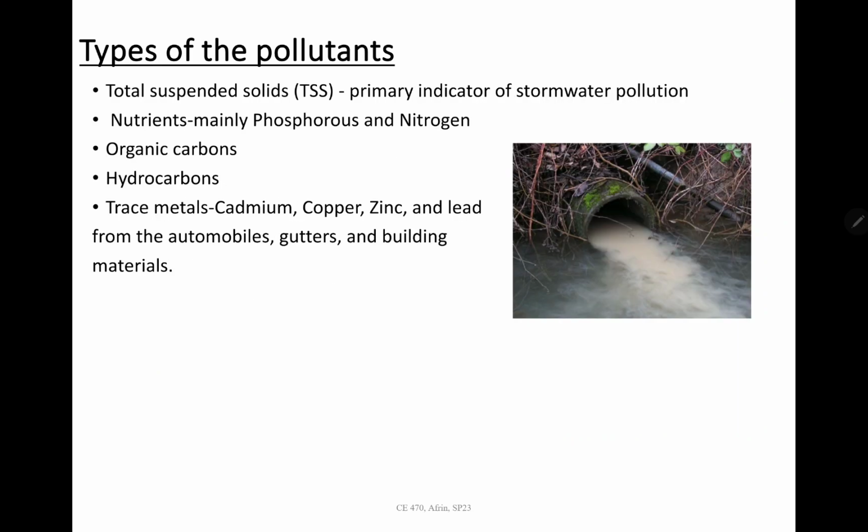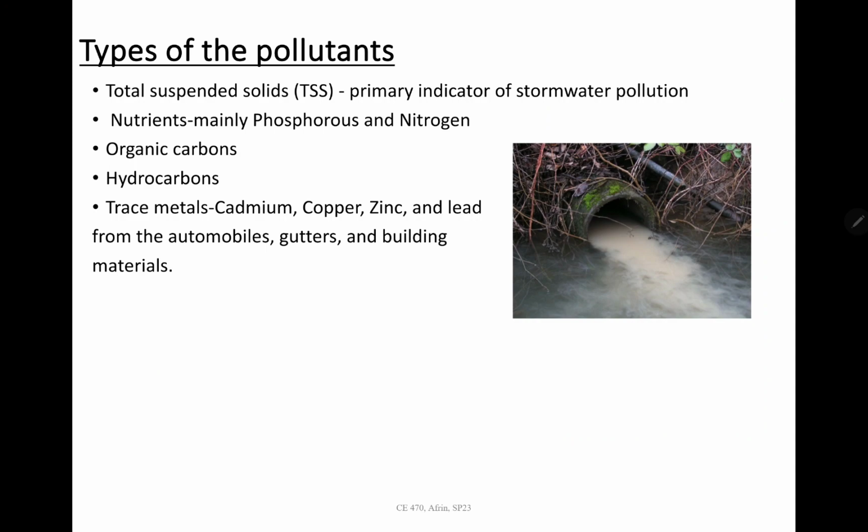Now there are different types of pollutant based on where they are coming from. Mostly it's the total suspended solids, which is the primary indicator of stormwater pollution. Total suspended solids are different particles which are suspended, and it will take some time to settle them. Sometimes it will require some chemical treatment as well.